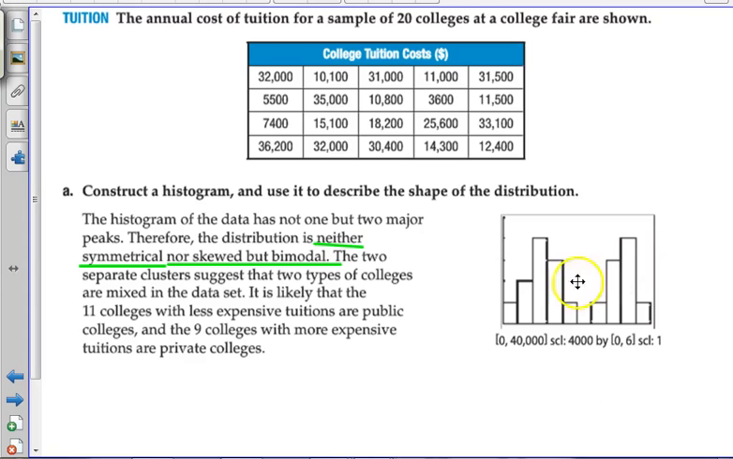Anybody have any ideas about why a bunch of the colleges would be down here and another bunch of the colleges would be up here in price? Yes. So these are probably the private colleges or universities, and this would be more like your state schools. Okay?